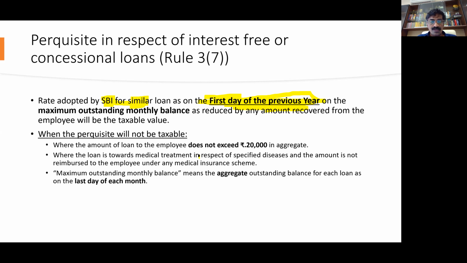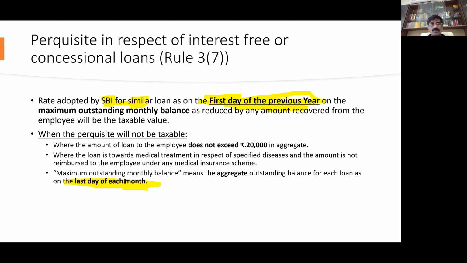Here, the rule itself very clearly specifies the maximum outstanding monthly balance means the aggregate outstanding balance for each loan as on the last day of every month. That means if I repay on 15th of October, for the month of October, I should take the balance as on 31st of October. That means repayment of that month, whether it is on 1st or 31st, will be considered for calculation of interest. So in this question, for 10 lakhs, 6 months, 8 lakhs, 6 months. It is not 6.5, 5.5. It's going to be 10 lakhs, 6 months, and 8 lakhs, 6 months. Why? You have to take the calculation of interest based on the amount outstanding as on the last day.